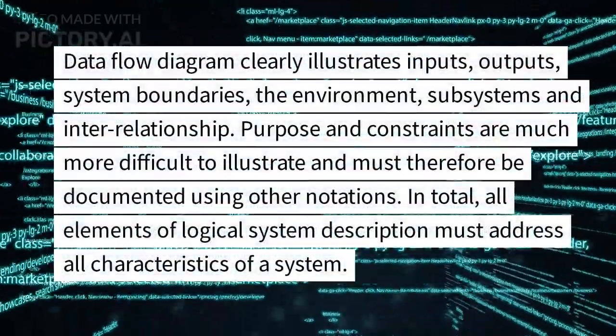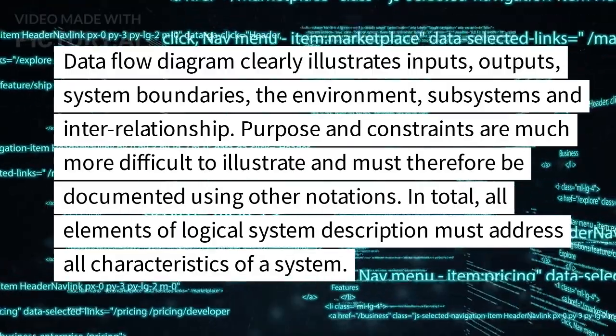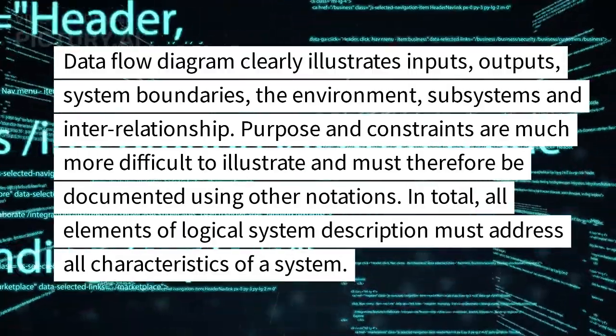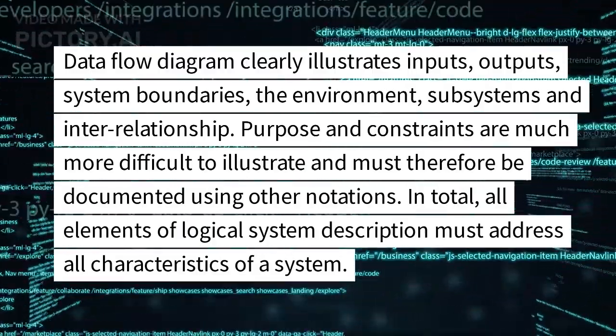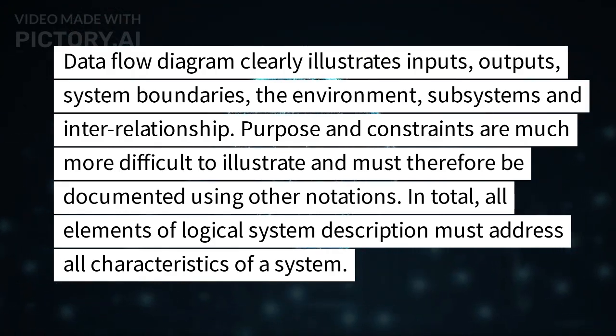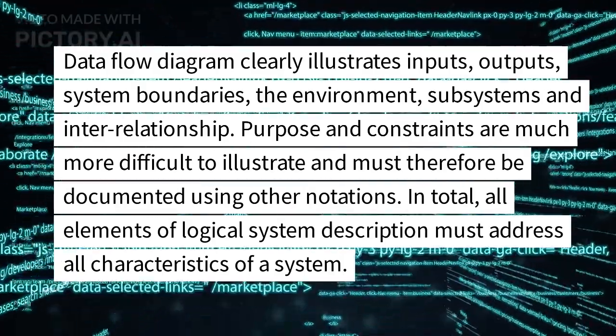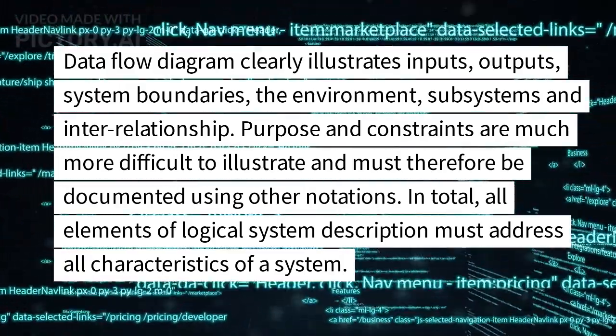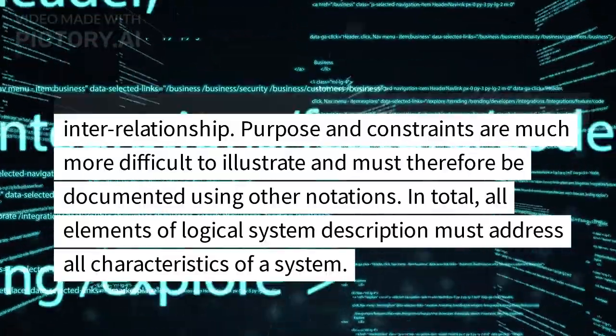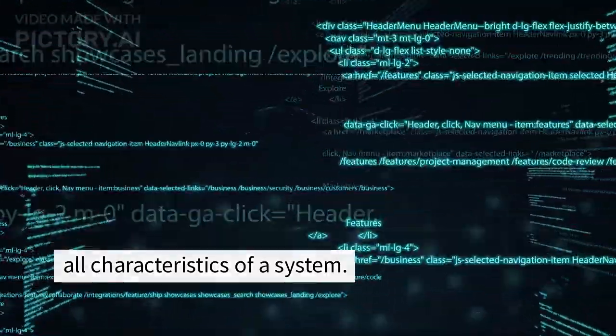A data flow diagram clearly illustrates inputs, outputs, system boundaries, the environment, subsystems and interrelationships. Purpose and constraints are much more difficult to illustrate and must therefore be documented using other notations. In total, all elements of the logical system description must address all characteristics of a system.